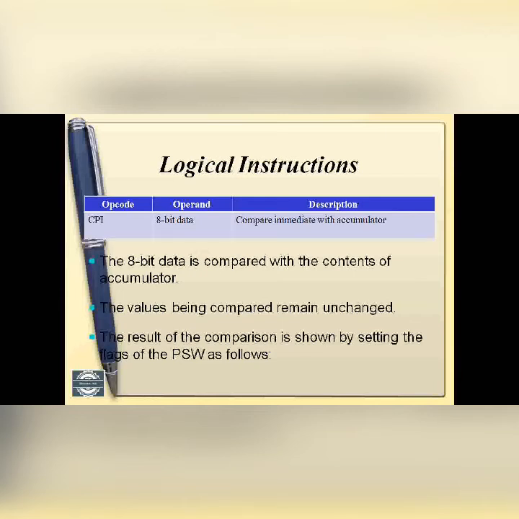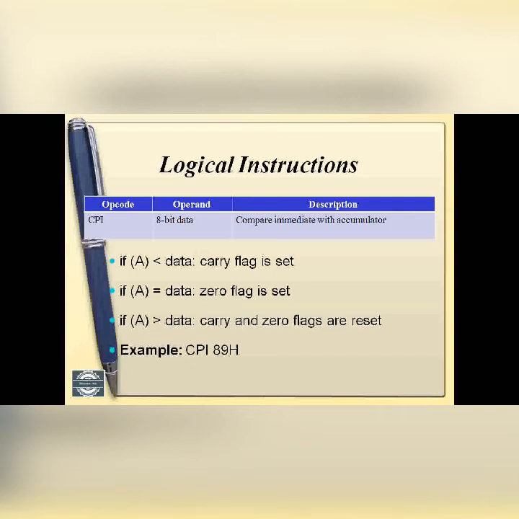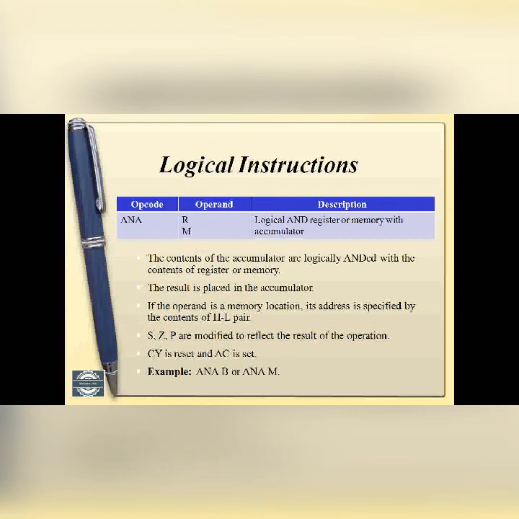Now CPI. CPI means compare immediate with the accumulator. When the I is coming, that means immediate operation. It will also give you the same thing: carry flag and zero flag set or reset. See the operations: lesser than, equal to, greater than. Lesser than means carry flag set.